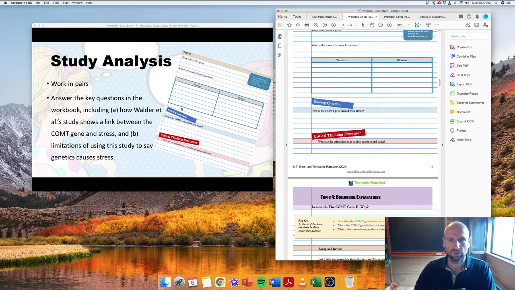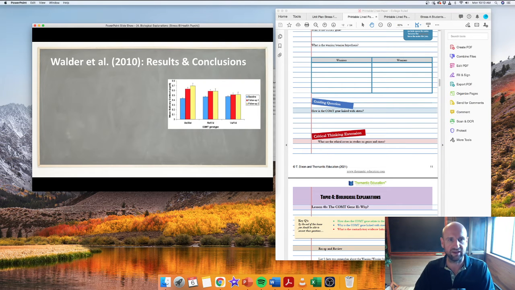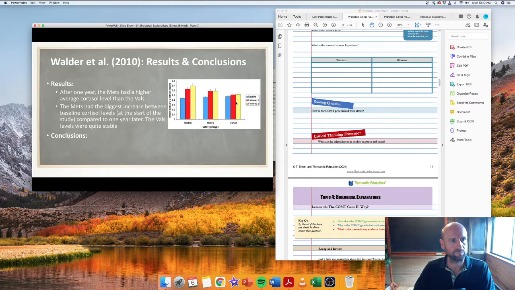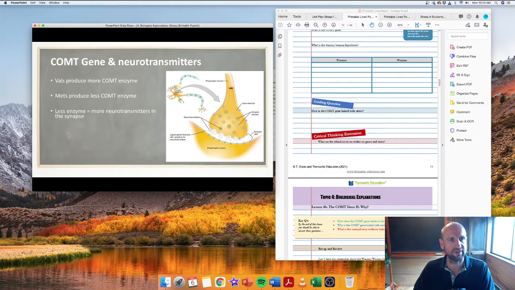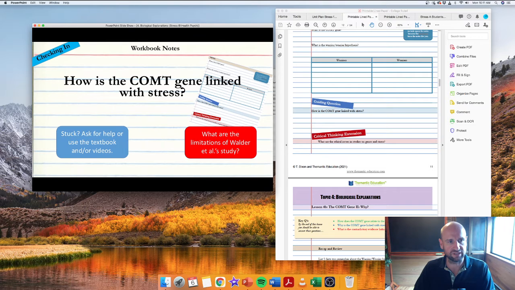Okay, right, that's pretty much it. Now, this is a pretty basic study just showing that those who are the warriors, the VALs, have higher levels of stress. Okay, and then we're looking at possibly why, because of its link to neurotransmitters. So there's more noradrenaline or norepinephrine if you use that terminology.